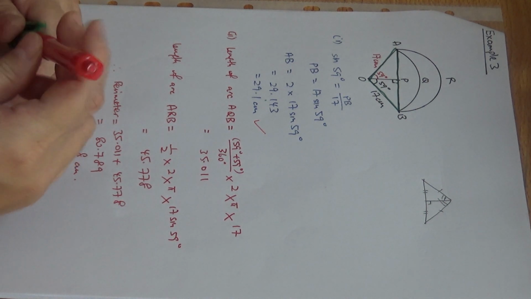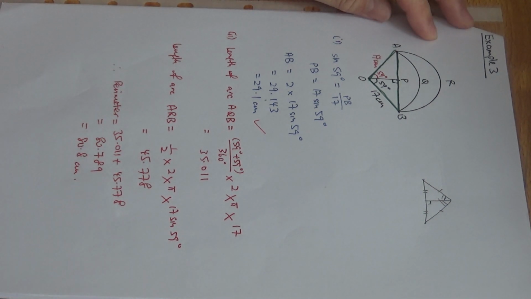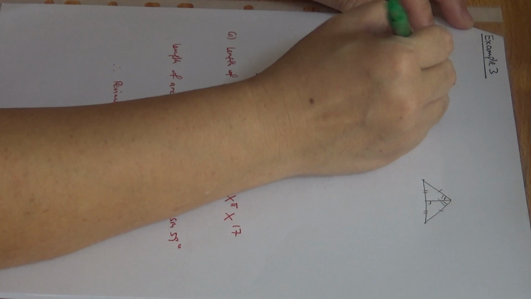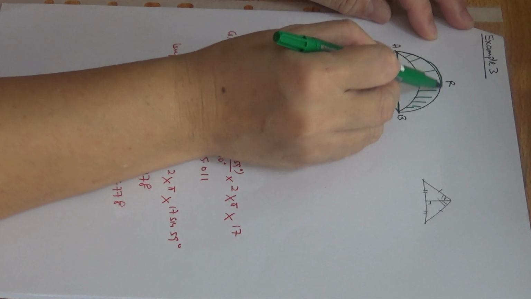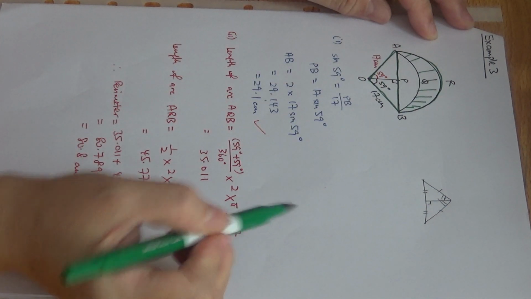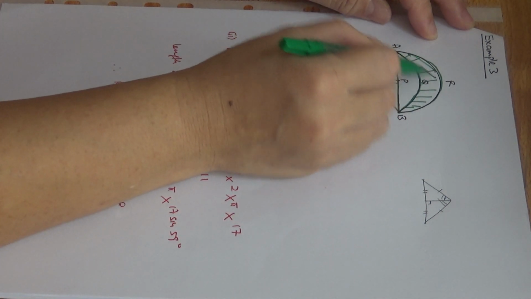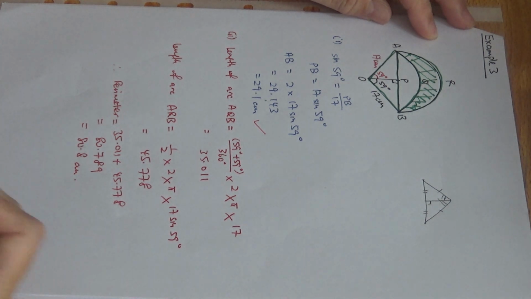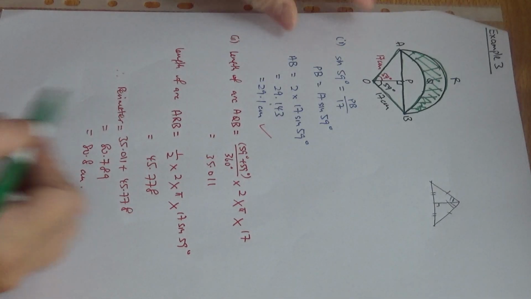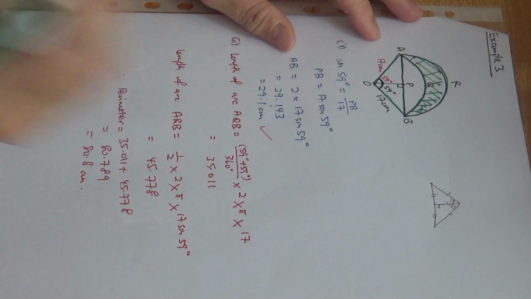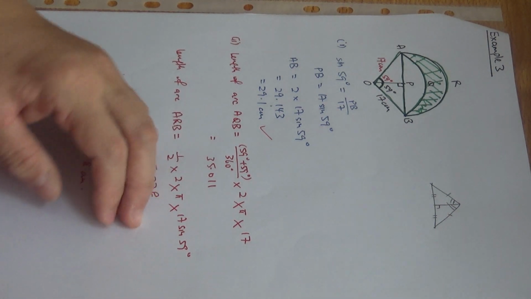Now the next question asks you to find the perimeter of the shaded region. Where is the shaded region? The shaded region is this one. In order to find this perimeter, I must get this arc ARB and this arc AQB and add them together, that will give you the perimeter of this region here. First of all, we know that this is 59, 59, so we take 59 times 2 to find the angle subtended at the center.